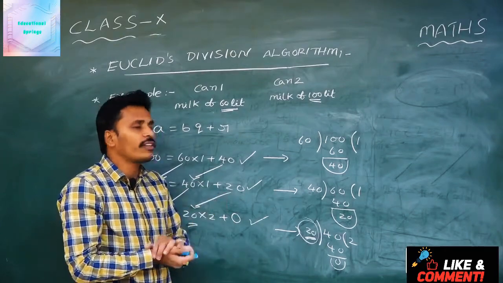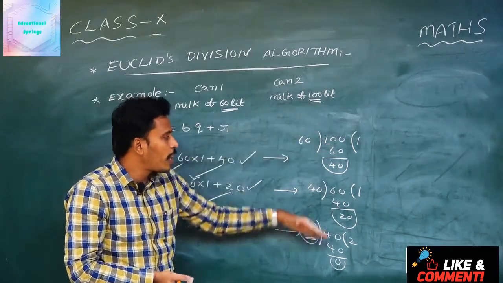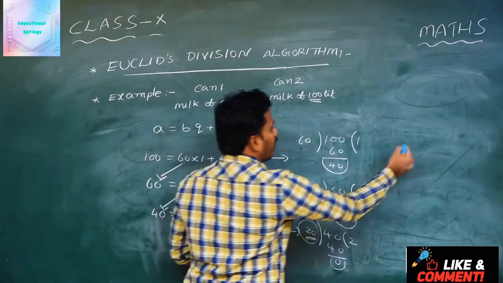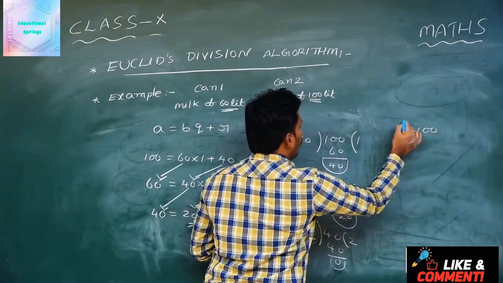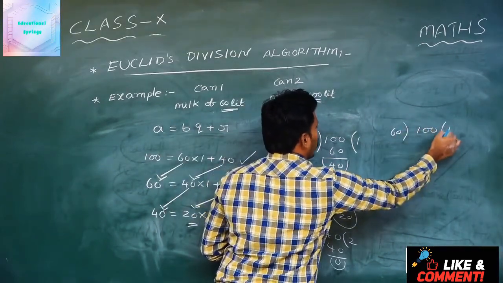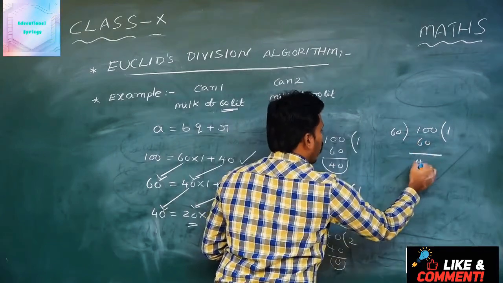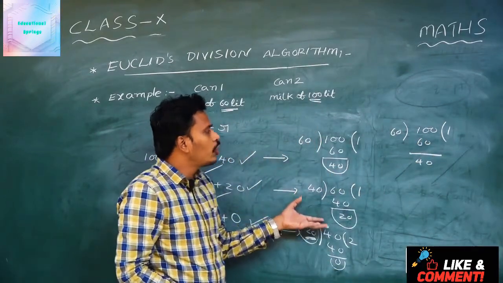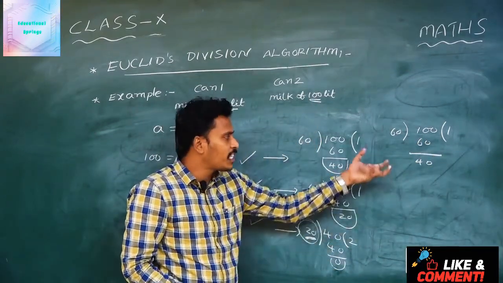Right? See, in solving the problems, usually we will combine all these things. Suppose I may represent it like this. For example, I have 100. If you divide 100 by 60, 60 once is 60, and I am left with 40. Then, see, I will continue the second division by attaching it with the first division.